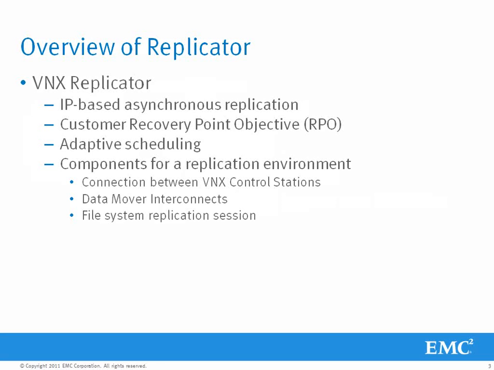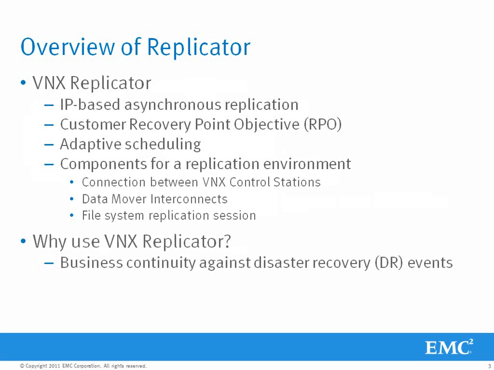There are three main components to replication: the connection between the control stations of the source and destination VNXs. The data mover interconnects are basically the data pipelines between the data movers the source and destination objects are mounted on. The file system replication is responsible for keeping the source and destination objects synchronized.